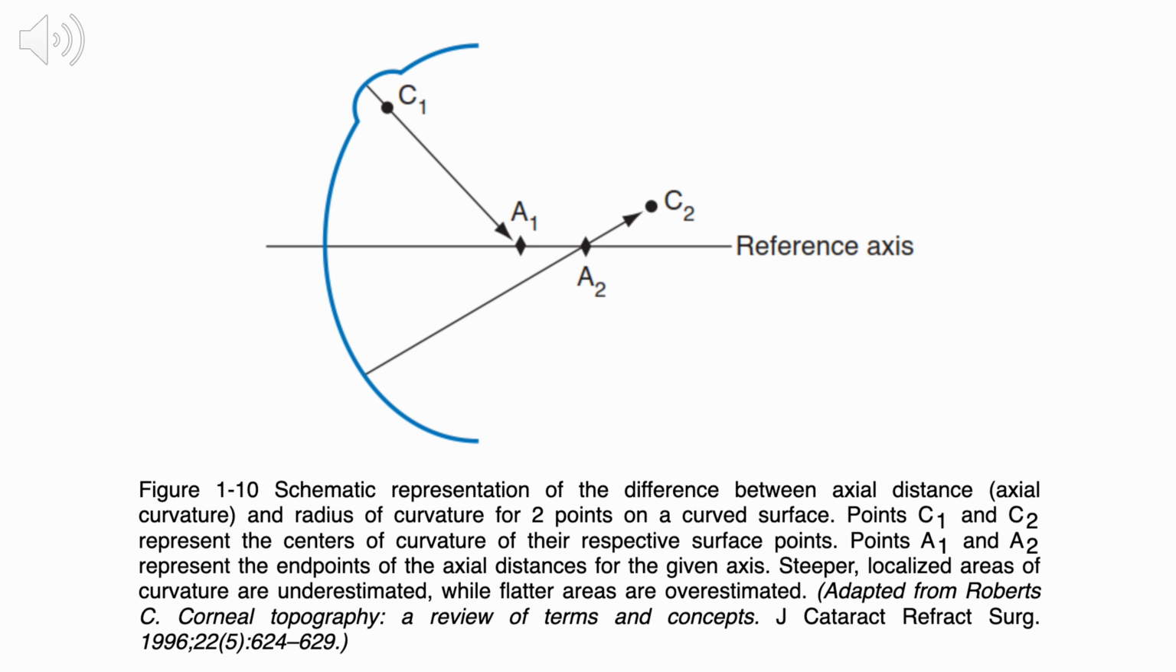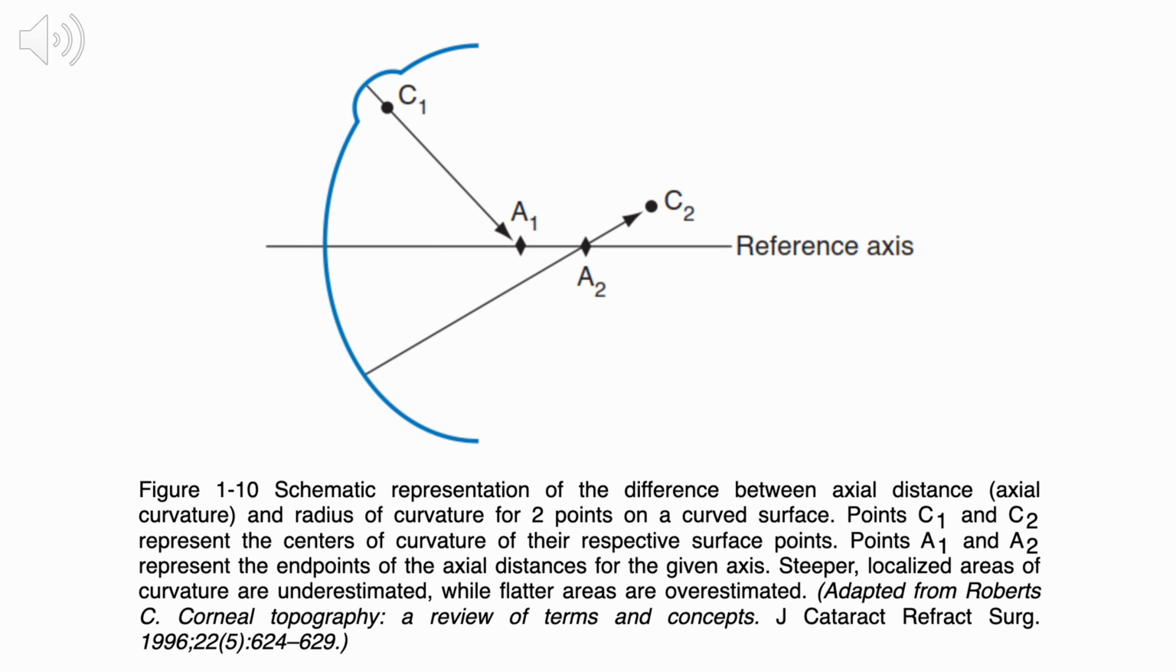Think of this picture as showing two different ways to measure how curved the cornea is, and why one of those ways can be misleading. Each point on the cornea has its own true curve, and that curve has a center, shown here as C1 and C2. If you measured curvature the local way, you would look straight from each corneal point to its own center of curvature. That tells you how steep or flat that exact spot really is.